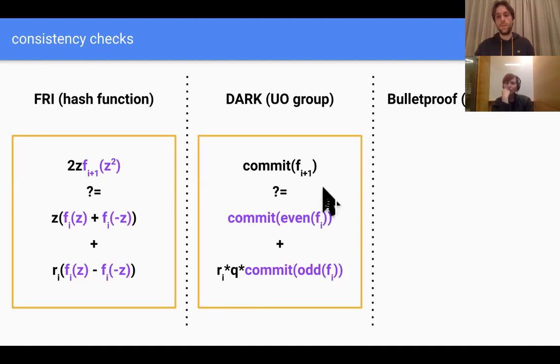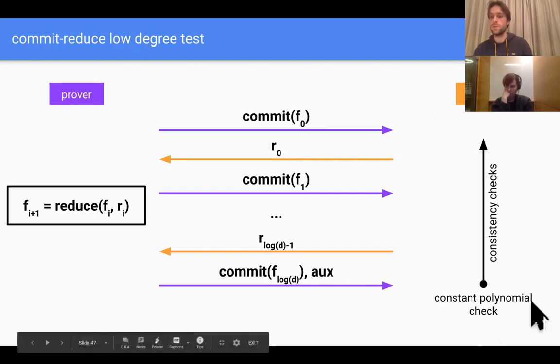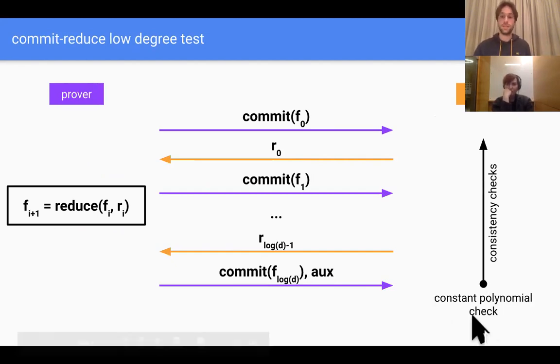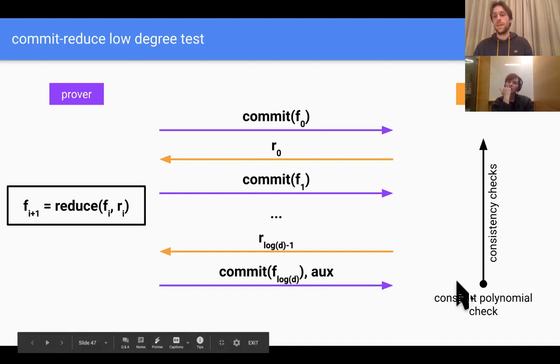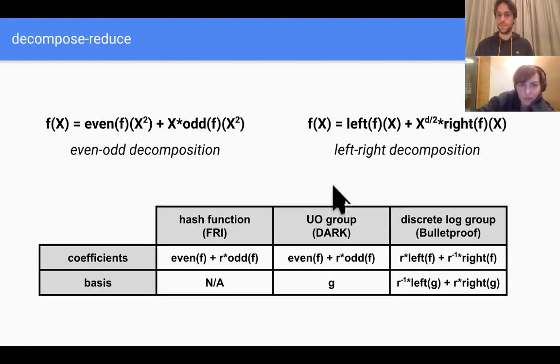And so what you're going to do in DARK is, when you reach the end here and you do the constant polynomial check, you're going to do an extra check. Not only are you going to check it's constant, but you're also going to check that it's a small constant. If you have a small constant here, that means you have a polynomial with small enough coefficients, and as you go up and up, every time the coefficients can get larger and larger, but you have a very controlled bound on how large these coefficients can be. They're basically small enough that you can apply all the homomorphisms that you need for the consistency checks.